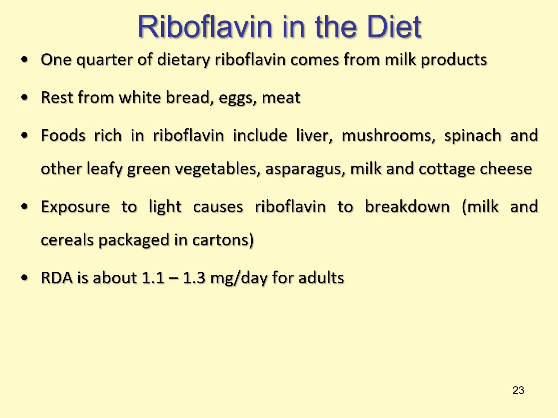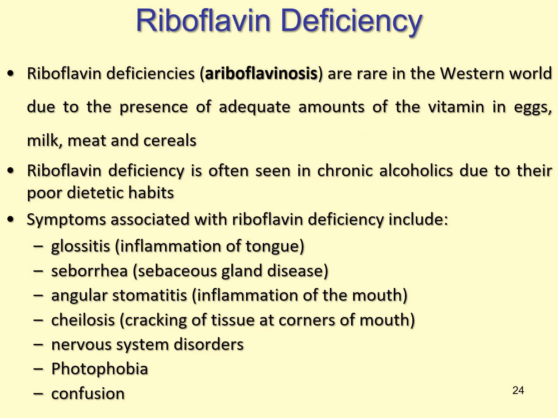The RDA, recommended daily amount, is about 1.1 to 1.3 milligrams per day for healthy adults. This amount can be adjusted based on the sex, the age, and the health of an individual. Riboflavin also has an associated disease, riboflavinosis, which is rare in the Western world due to the presence of adequate amounts of the vitamin in eggs, milk, meat, and cereals.